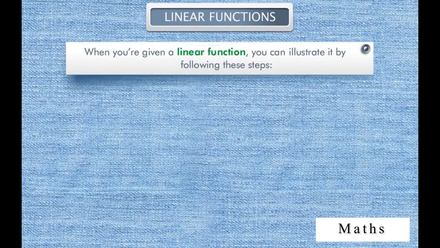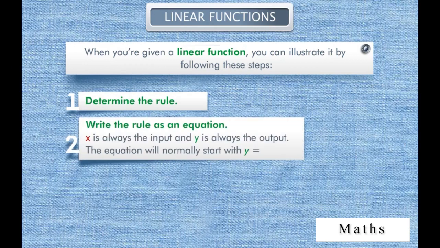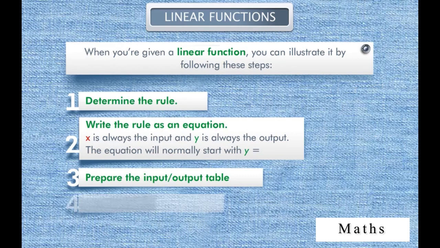When you're given a linear function, you can illustrate it by following these steps. 1. Determine the rule. 2. Write the rule as an equation. X is always the input, and Y is always the output. The equation will normally start with Y equals. 3. Prepare the input-output table. 4. Plot the graph using the table.